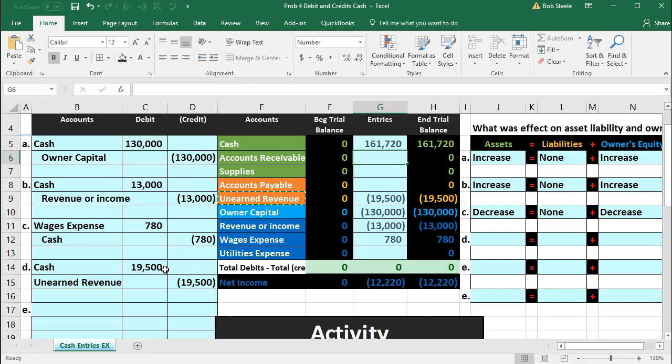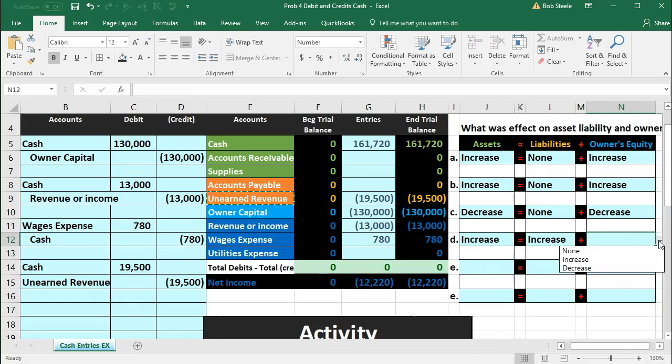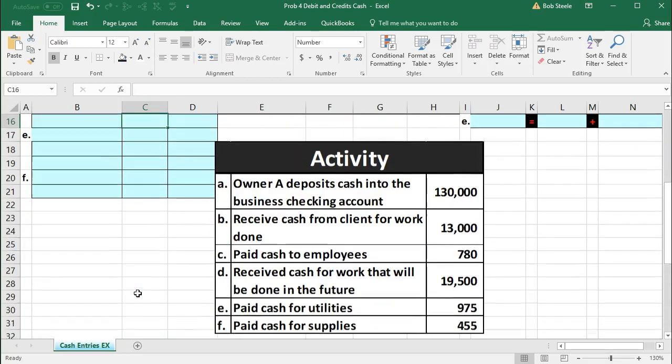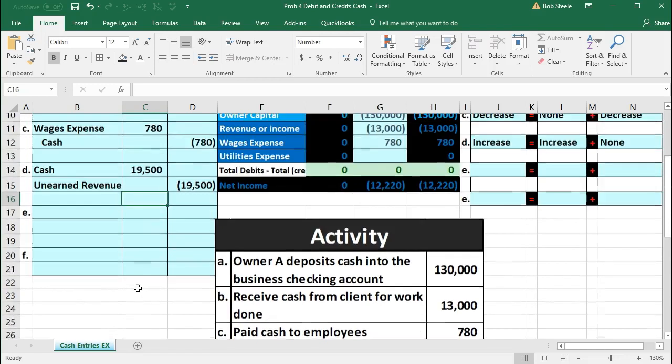I'm going to go ahead and post the activity to our accounting equation. Cash went up. Cash is an asset, therefore assets went up. We see that unearned revenue is a liability. Unearned revenue here is going to go up, so I'm going to increase unearned revenue. And there's no effect on any of the blue accounts because the revenue was not yet earned. And therefore, this is going to remain the same. So no effect there. Next, we have E, paid cash for utilities.